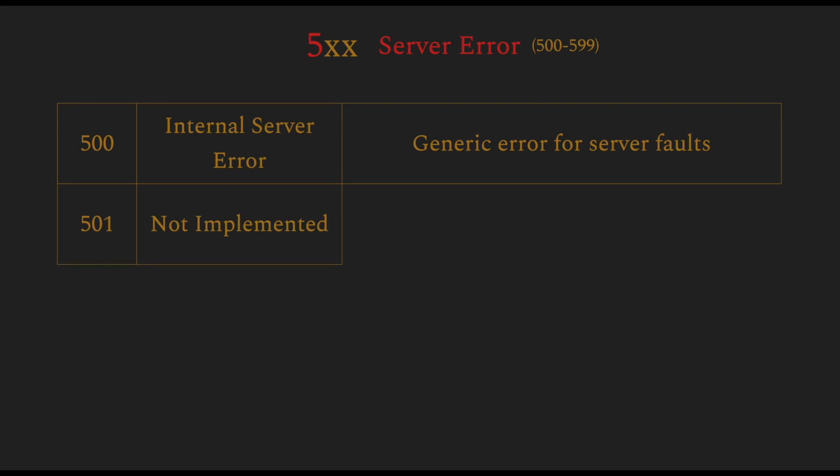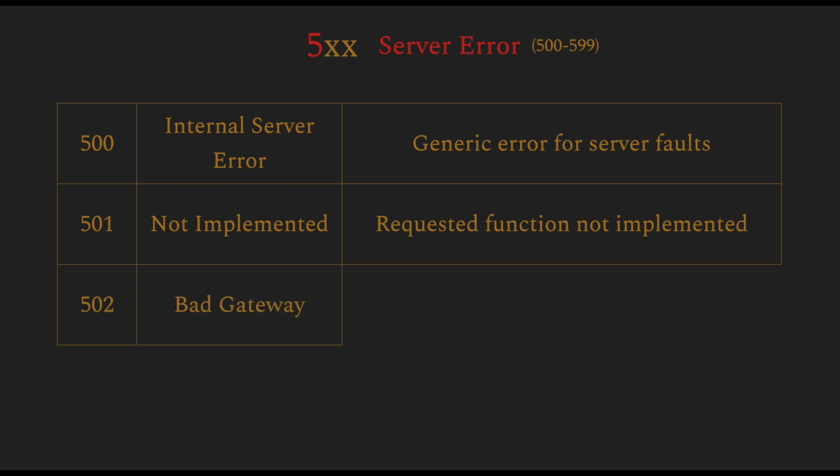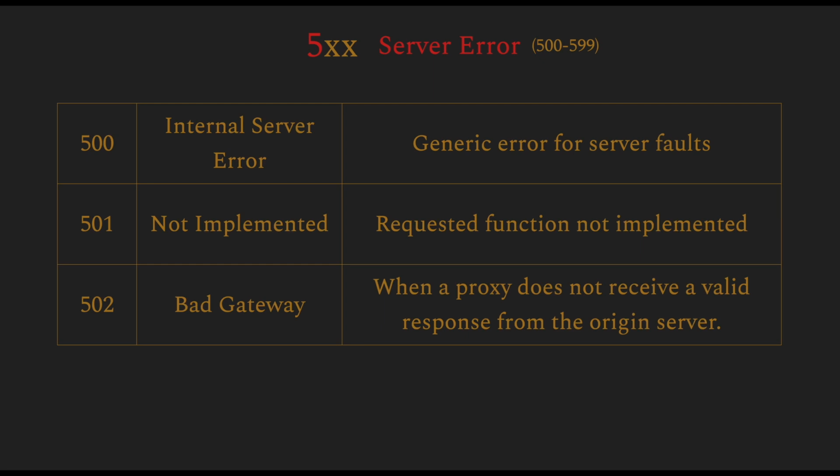501 means that the item was not implemented. This is a very special case where you're making a request for some data and that type of data or that route was never implemented. 502 means a bad gateway. This is used in cases where there's a proxy in front of a server and the proxy did not receive a valid response from the server. So this is in multi-part communication. 503 means the service is unavailable. This means exactly what it says.